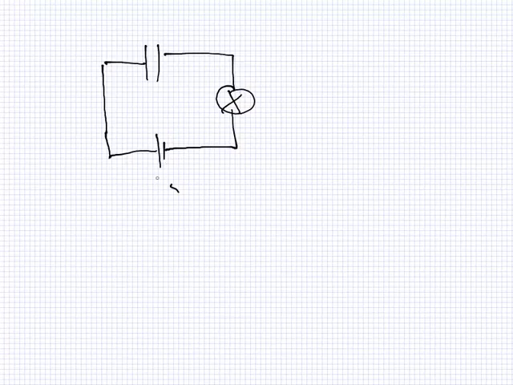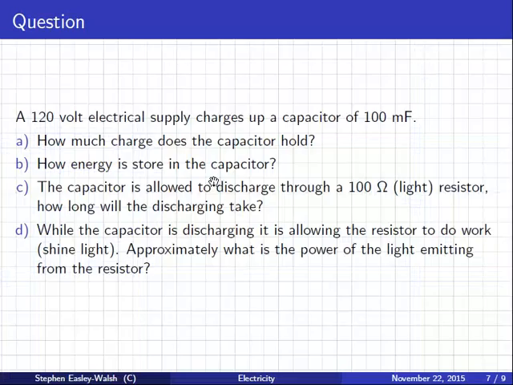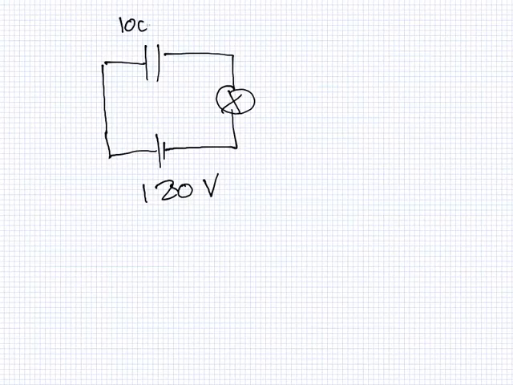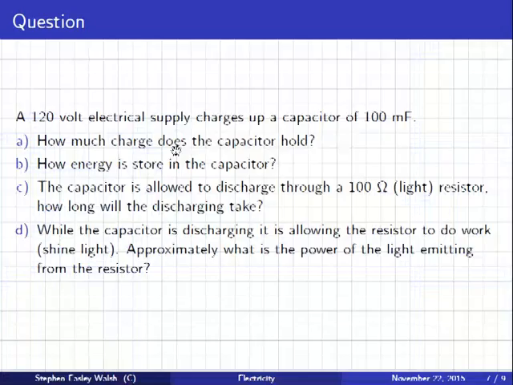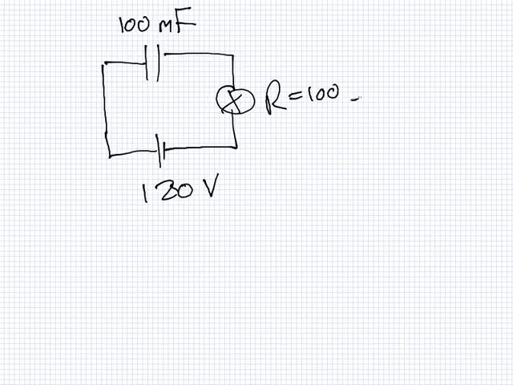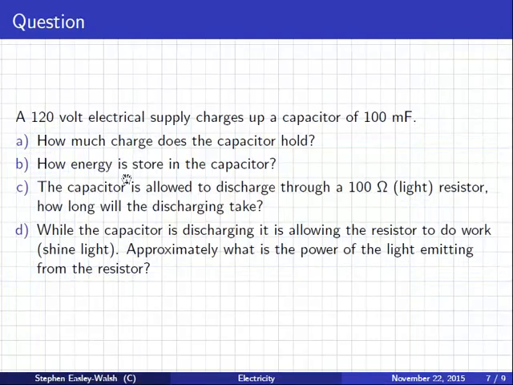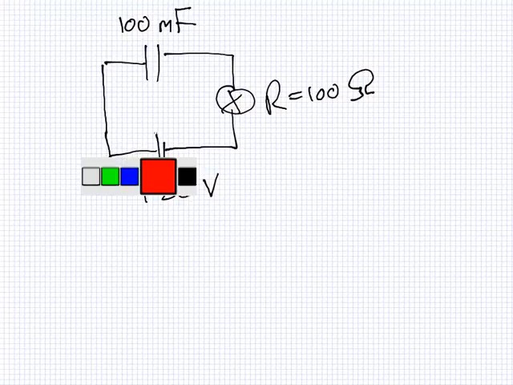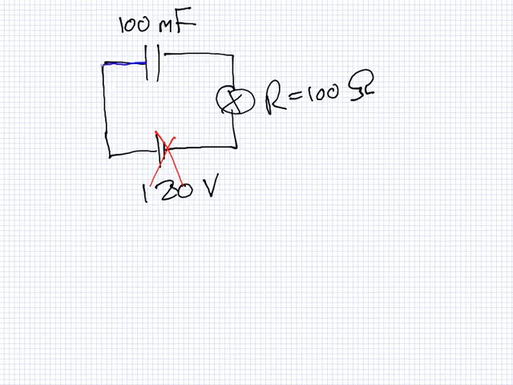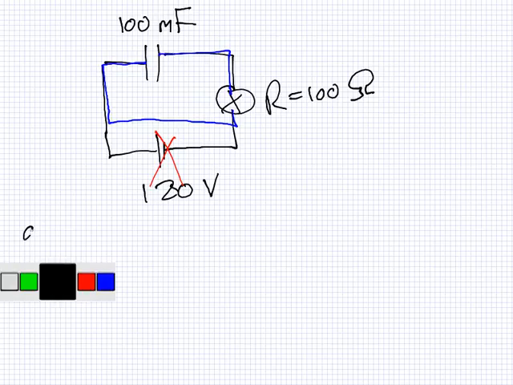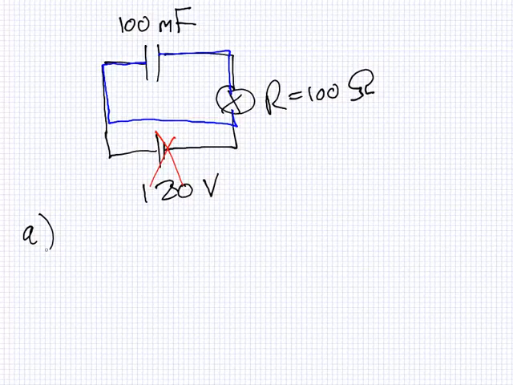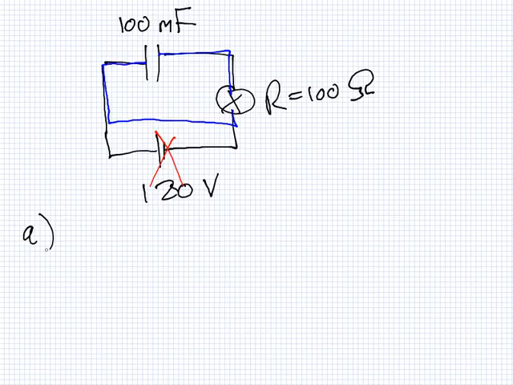So it was charged up with 120 volts. This capacitance was 100 millifarads. This resistor here is 100 ohms. So you charge it up and then you remove this. So it's just the capacitor and then the resistor. Okay, so my first question is, what's the charge in the capacitor? So the first question is, what's the Q? You can draw this if you want.